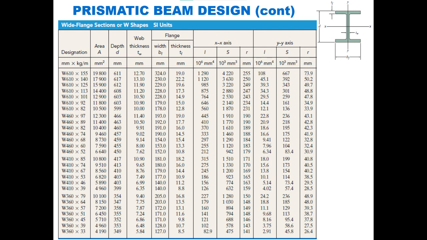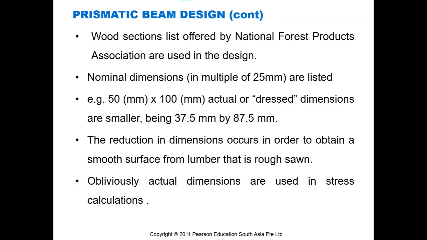Okay. Prismatic beam design. Wood sections are listed by the National Forest Products Association for use in design. Nominal dimensions in multiples of 25 mm are listed. Example, 50 times 100 mm. Actual or dressed dimensions are smaller, being 37.5 mm by 87.5 mm. Dressed means a clean surface. They want a white and smooth surface. They do some smoothing. What do I call it? Filing. They do some filing at the side, ending up with 37.5 and 87.5 mm.